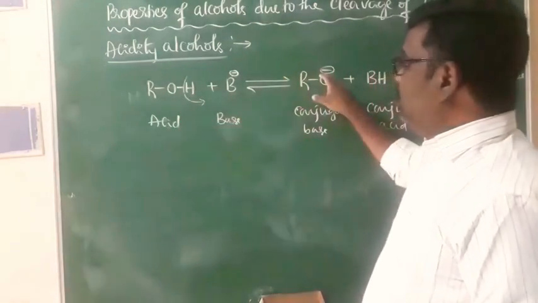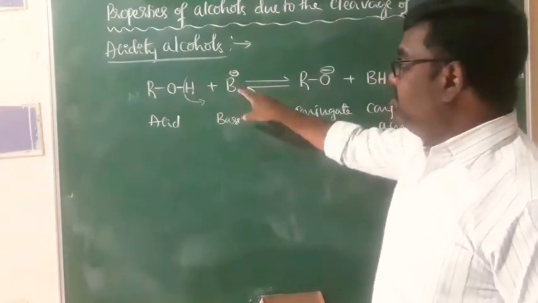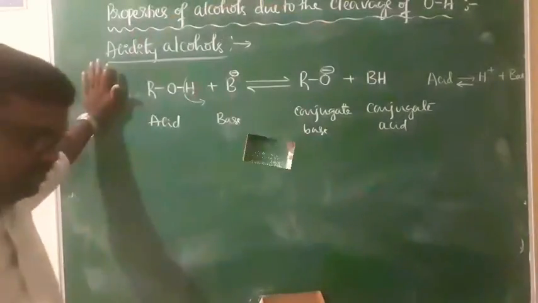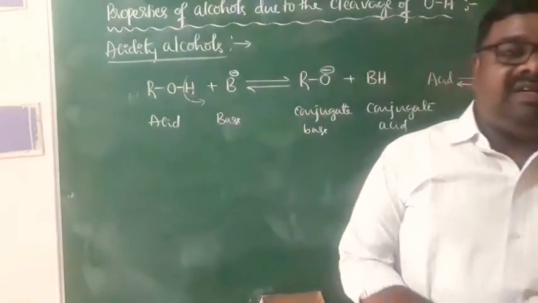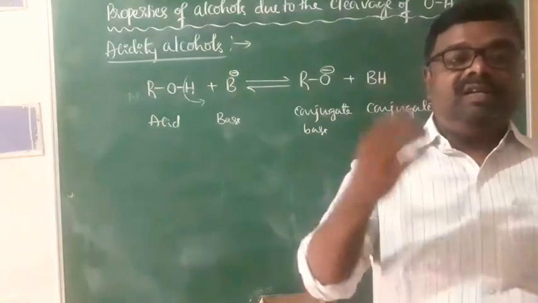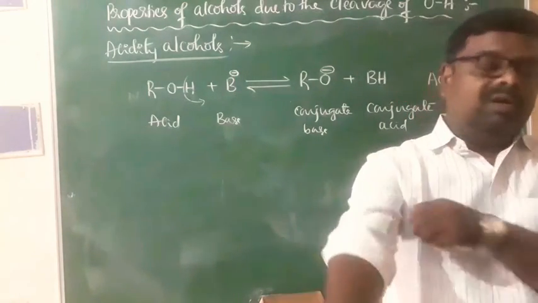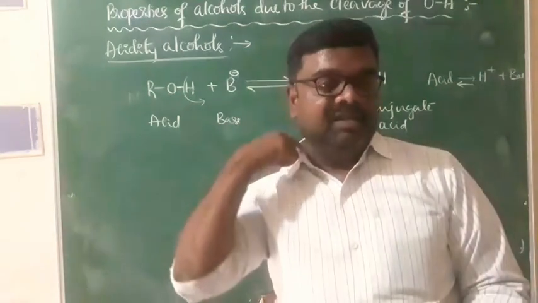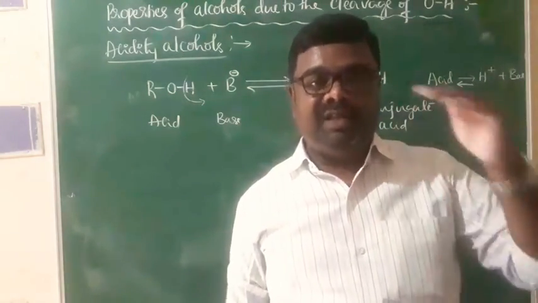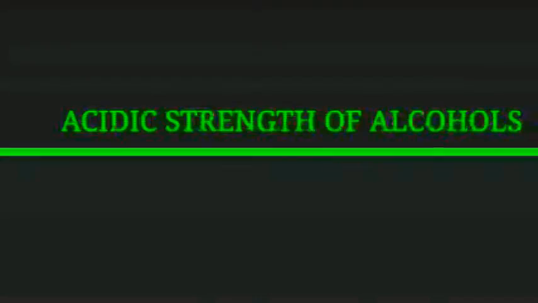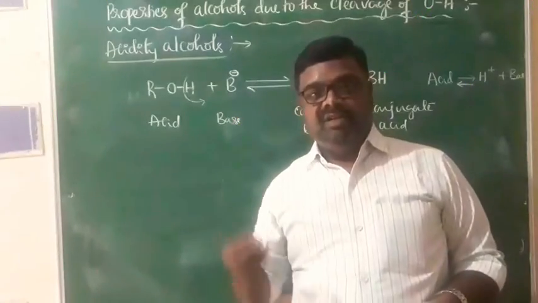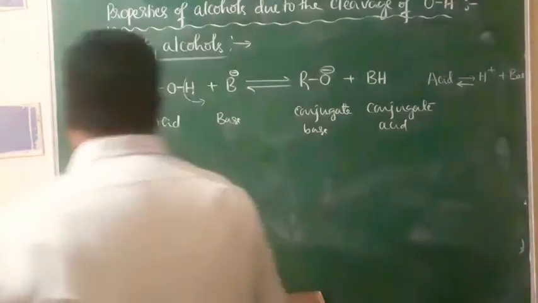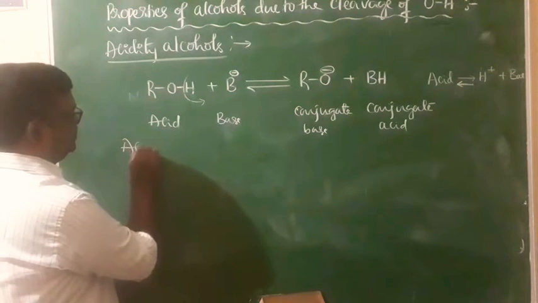ROH and RO minus differ by H plus. B minus and BH differ by H plus. Therefore, they are conjugate acid-base pairs. As far as alcohols are concerned, the acidic strength of alcohol is affected by different factors. No doubt they have their own ability of donating H plus to other substances, but this ability differs. That will be studied under the headline acidic strength of alcohols.